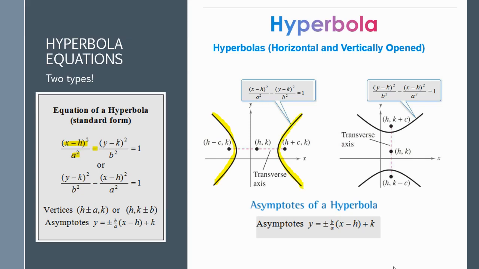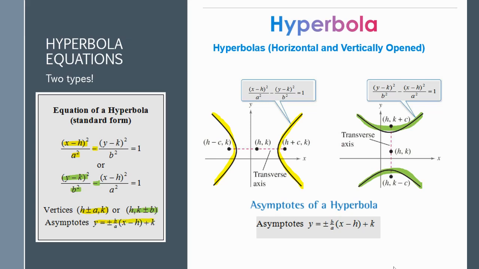The second or vertically opening hyperbola has a slightly different equation. The y bracket is always in front and the minus sign is always in front of the x bracket. The vertices are also slightly different for each hyperbola. For the horizontally opening hyperbola, we have the vertex points h plus minus a, comma k. In contrast, for my vertically opened hyperbola, we have the vertices h, this time comma, k plus or minus b.